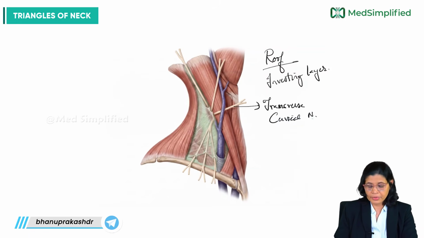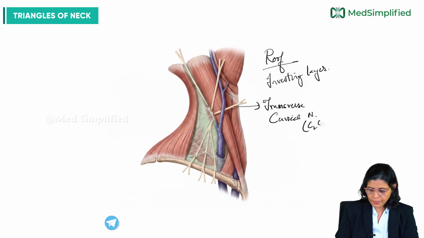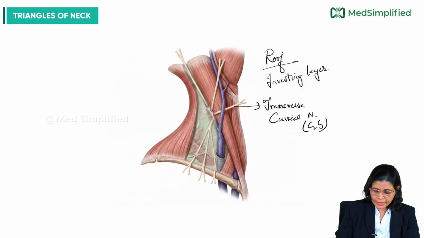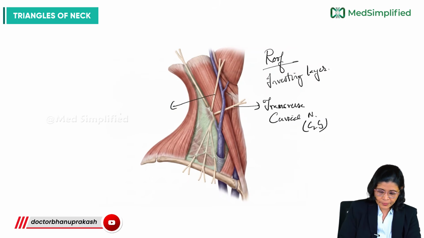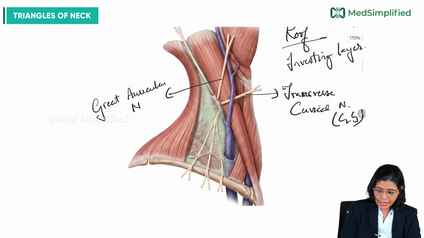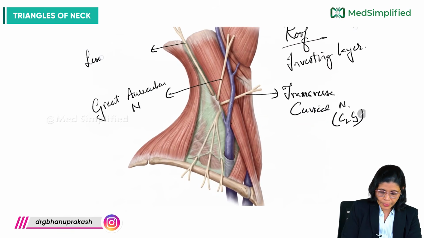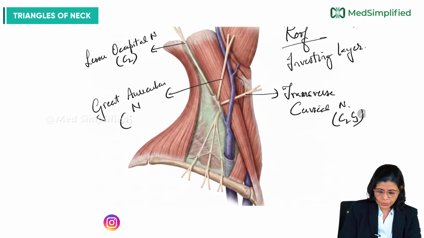These are basically from the cervical plexus, so C2, C3, transverse cervical. Then one is running obliquely here, which is the great auricular nerve, and here we have the lesser occipital nerve. This is C2 root value, this is C2, C3.